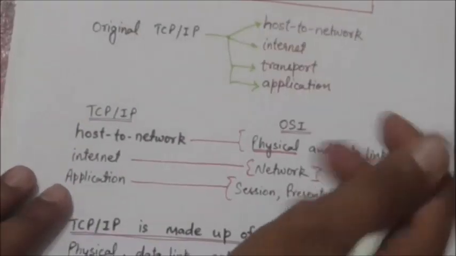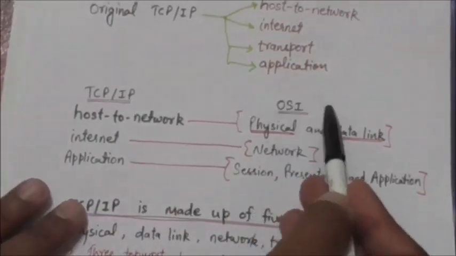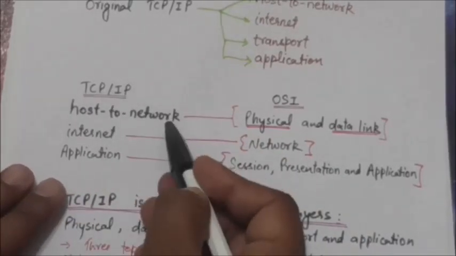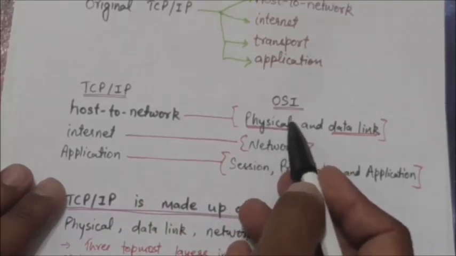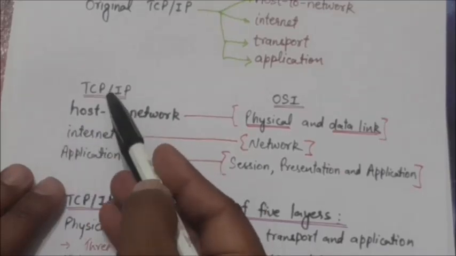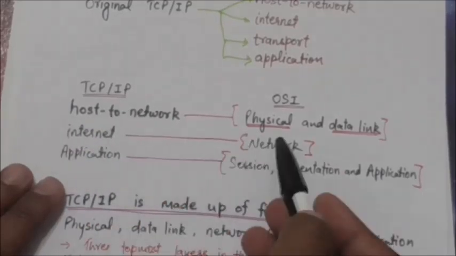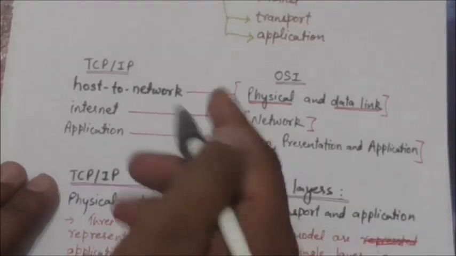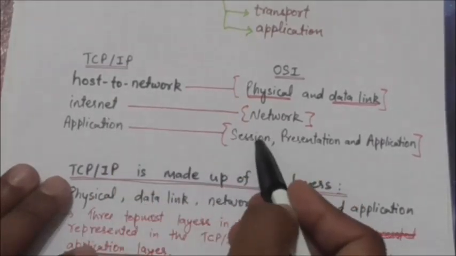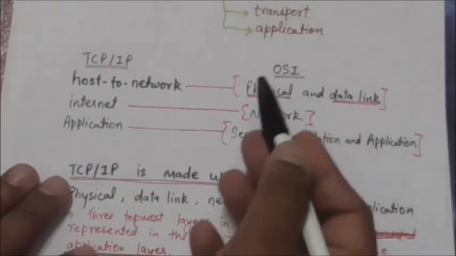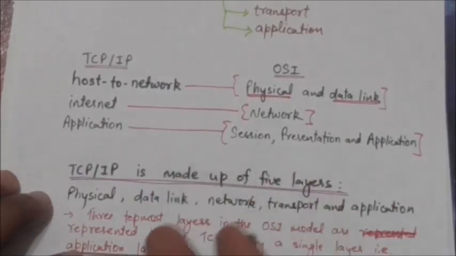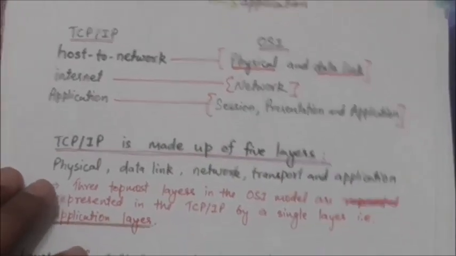Now if we compare the TCP/IP protocol suite with the OSI model, then we can say that the host to network layer of TCP/IP is equivalent to the combination of physical and data link layers of the OSI model, right? The internet layer of TCP/IP is equivalent to the network layer of the OSI model, and the application layer of TCP/IP is roughly doing the job of the session layer, presentation layer and application layer of the OSI model, with the transport layer in TCP/IP taking care of part of the duties of the session layer.